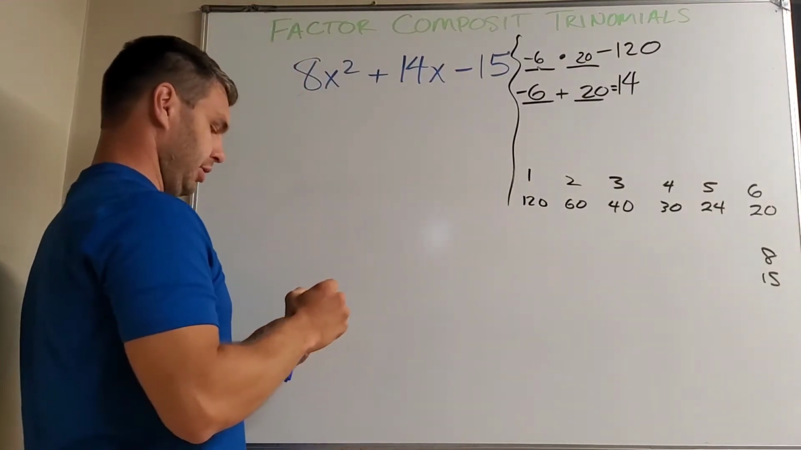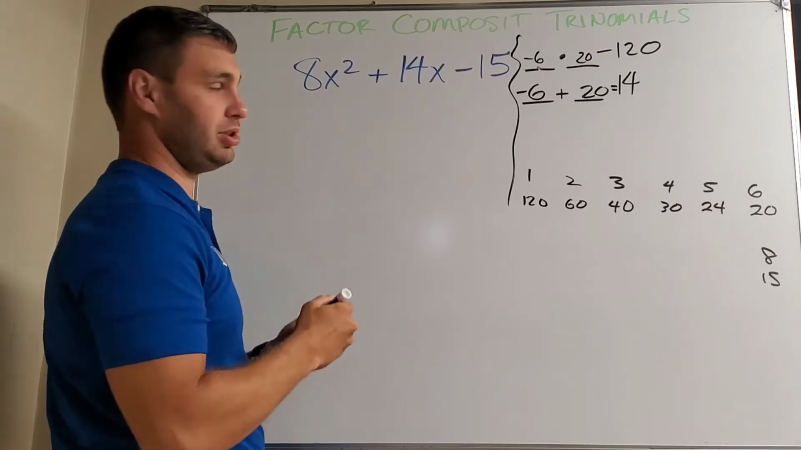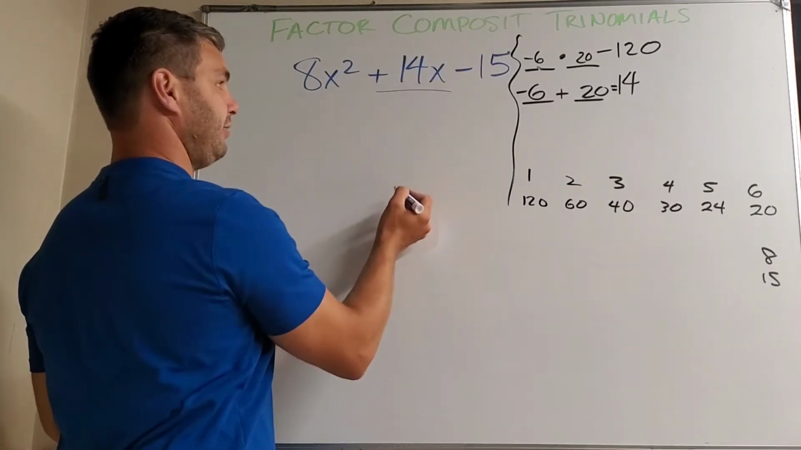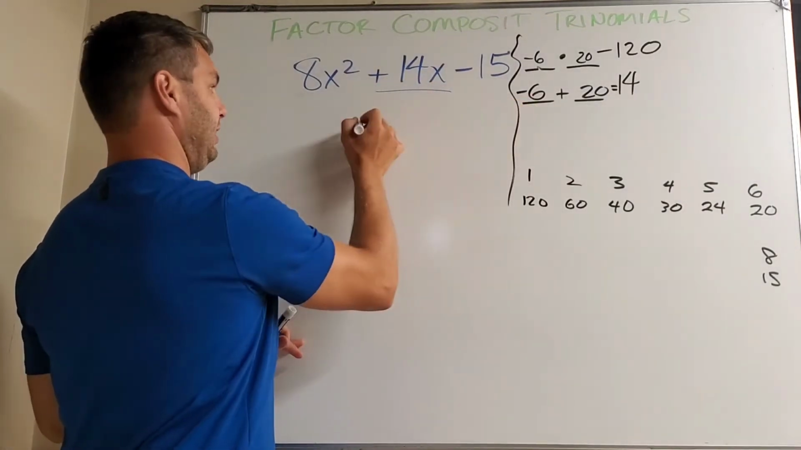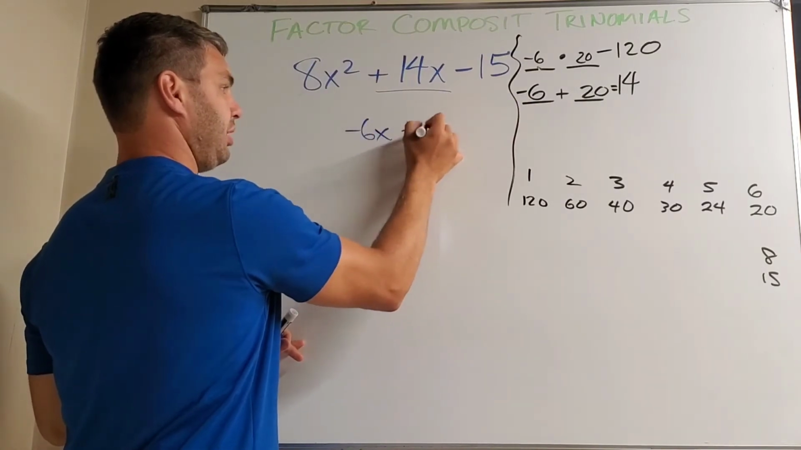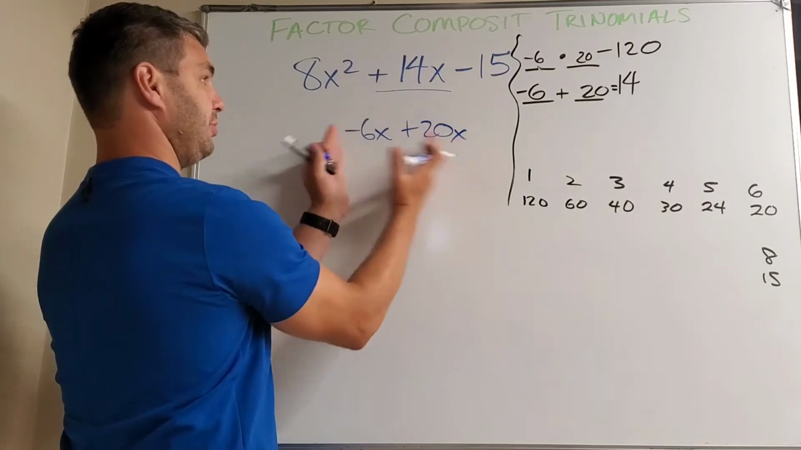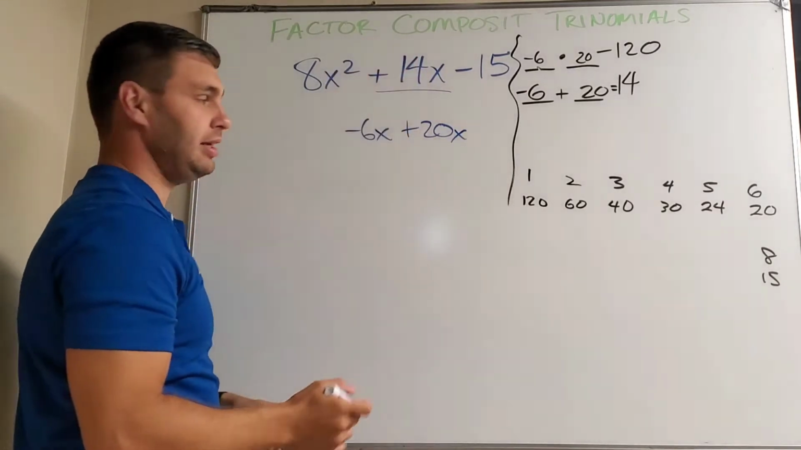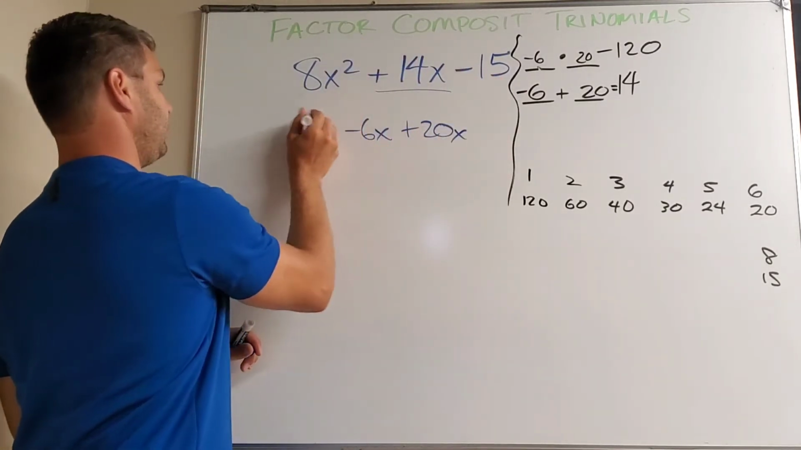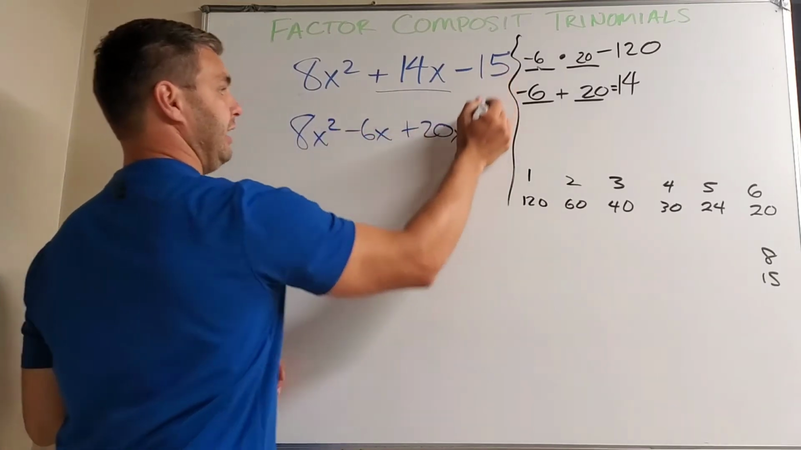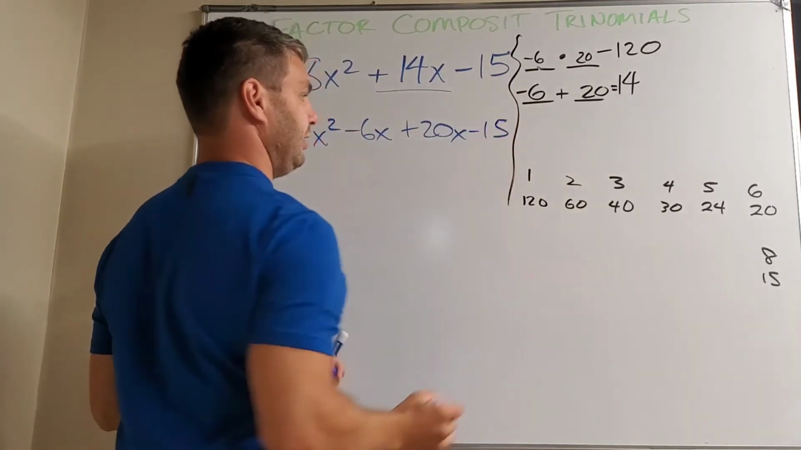So then we're going to split our b term. I'm just going to take this positive 14x and make it a negative 6x plus 20x. It's the exact same thing. If I were to put those back together, I'd still have 14x. But I have to bring down my sides, 8x squared out front and negative 15 at the end.